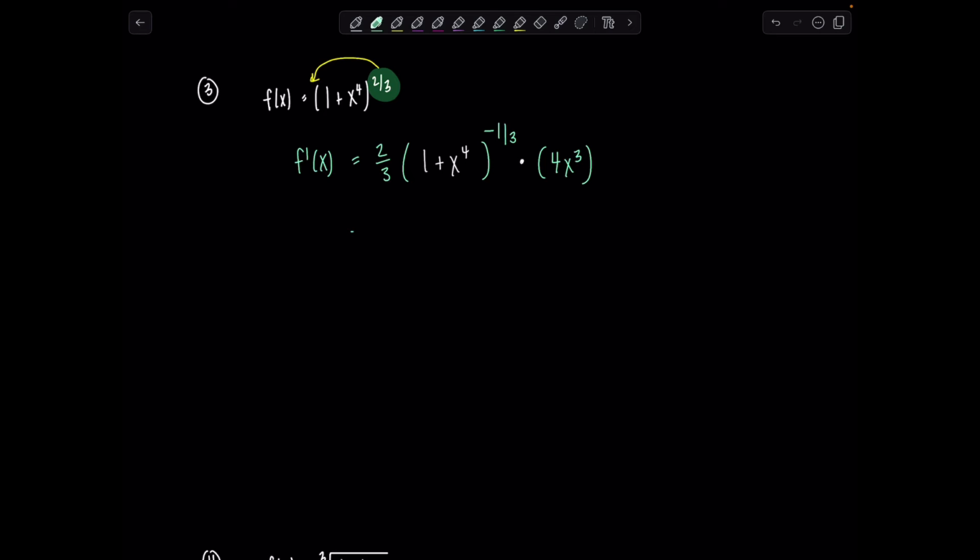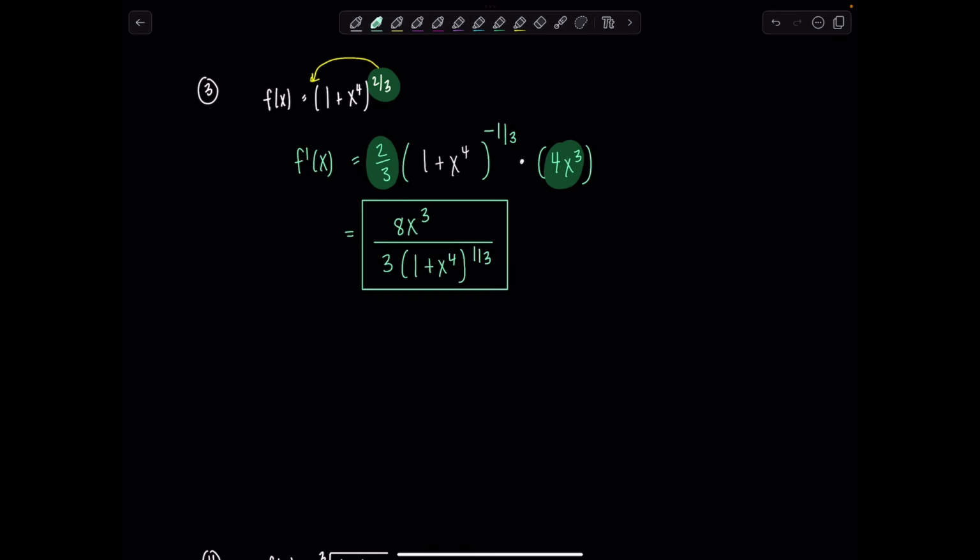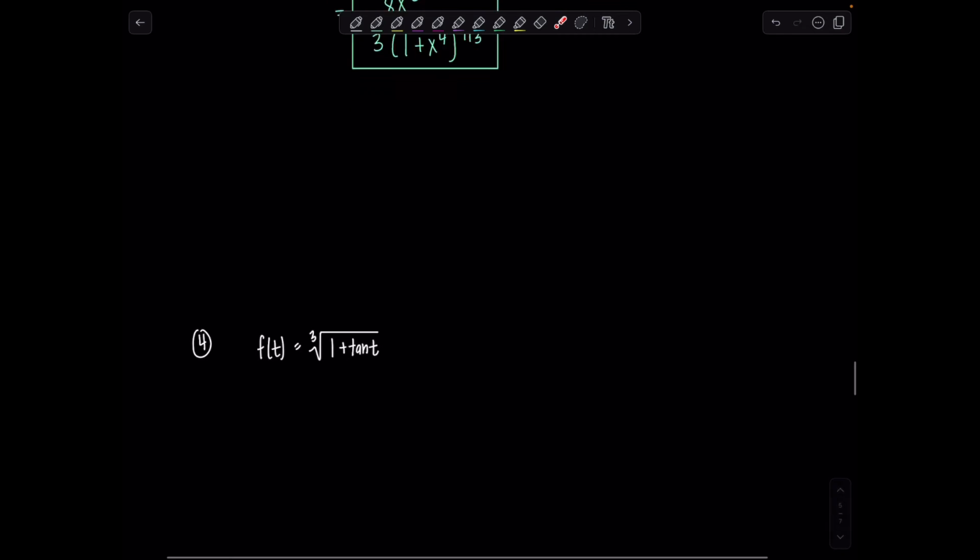Okay, and then let's see, what can we clean up? These two we can multiply by each other. I'll keep just the 2 times 4x cubed, that's 8x cubed, and then that 3 from the 2/3 is going to go in the bottom with 1 plus x to the 4th, to the positive 1/3 now, and then that's completely simplified. All right, good. So again, 2 times 4x cubed, there's my 8x cubed, and then this 3 just went downstairs with this whole guy because he had a negative exponent. Okay, let's practice some more.